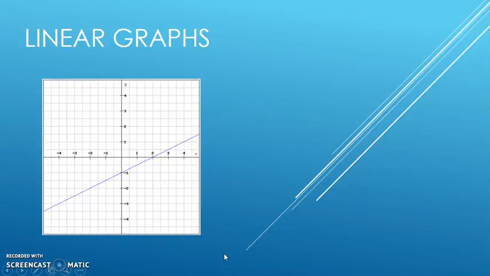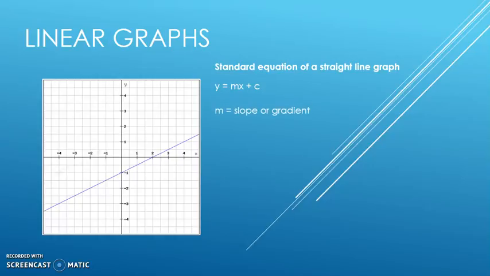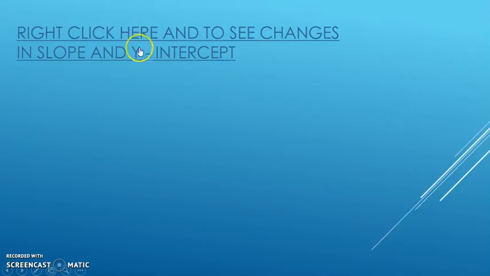Linear graphs. Okay, you already know the standard equation of a straight line graph is y equals mx plus c. But let's look at what that equation means. m is the slope or the gradient of the straight line, and c is where the line cuts the y-axis, which is called the y-intercept.